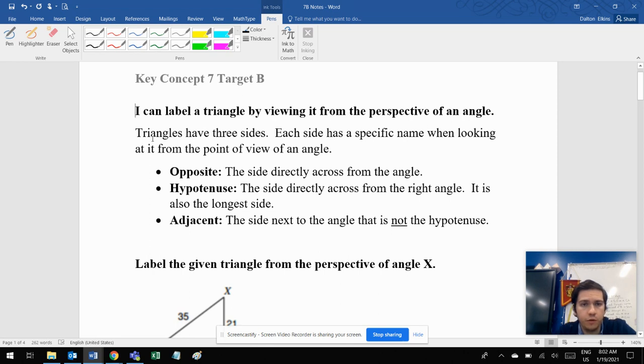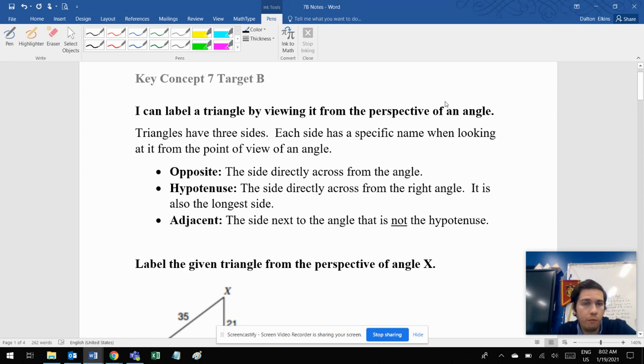So as you may remember, triangles by definition have three sides. That's what the tri in triangles means. And you can also interpret that as triangles having three angles and three sides. Should be pretty self-explanatory. Each side, though, has a specific name when looking at it from the point of view of an angle. So this is important to keep in mind when we say perspective.